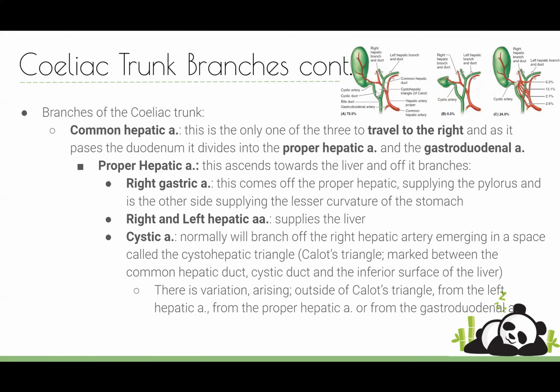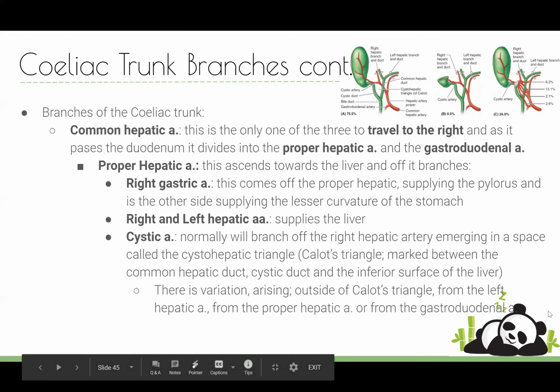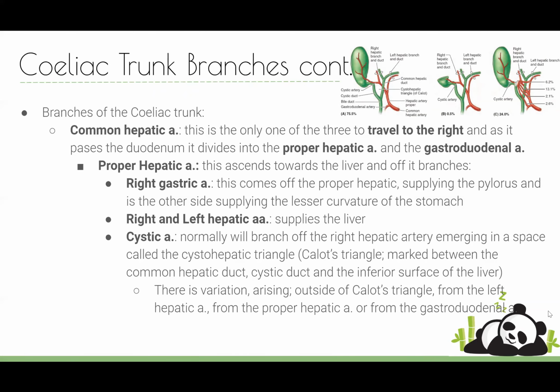It will normally come in a space called Calot's triangle, or the cystohepatic triangle, between the common hepatic duct, the cystic duct, and the inferior surface of the liver. So these little triangles here are formed by this, the liver border, when there was a liver there. There is a lot of variation with that, and that's all that is put in there.